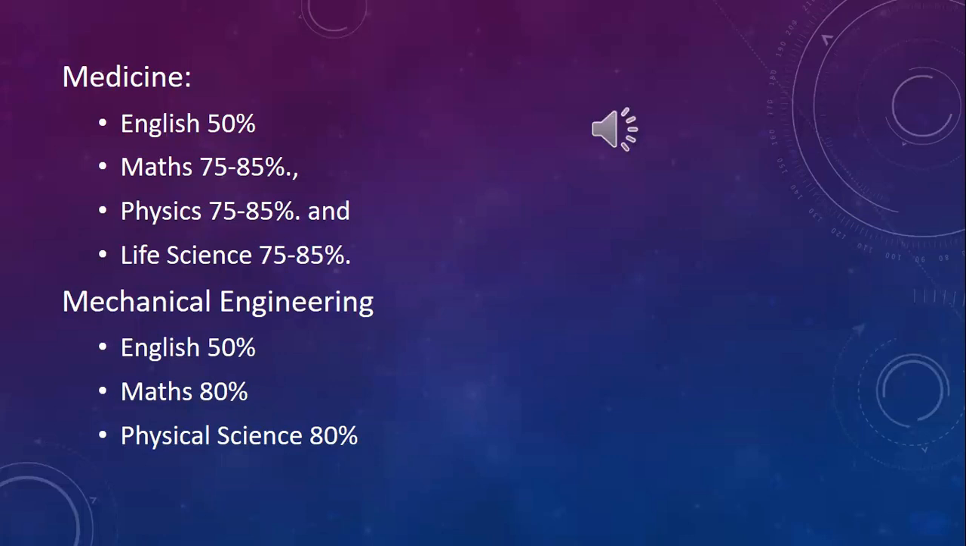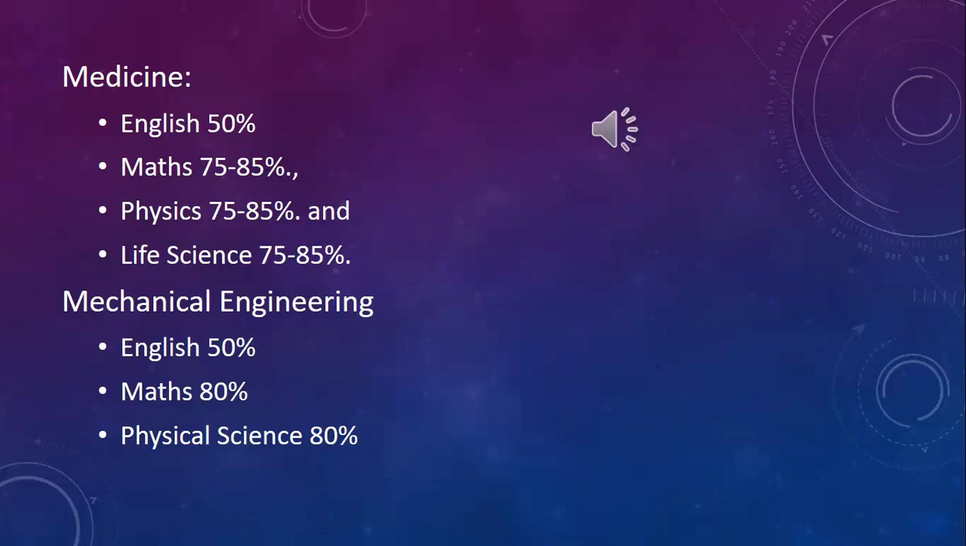You can also study medicine, so you could study to become a doctor, but on my slide here it says you must get at least between 75 and 85% for physics to do that.